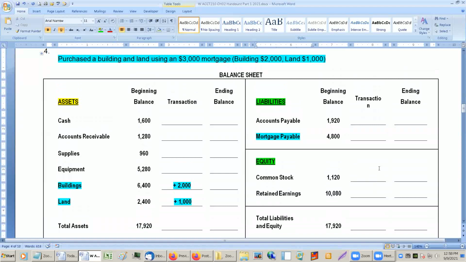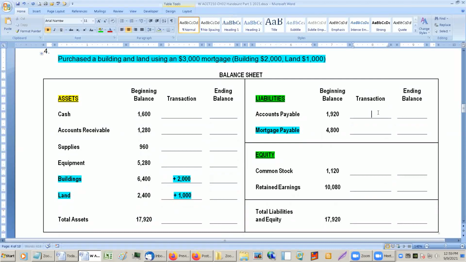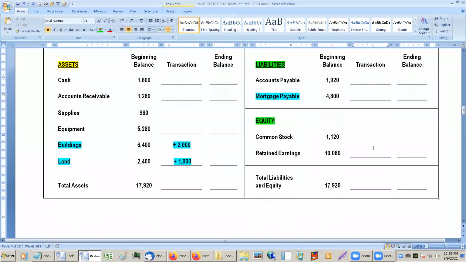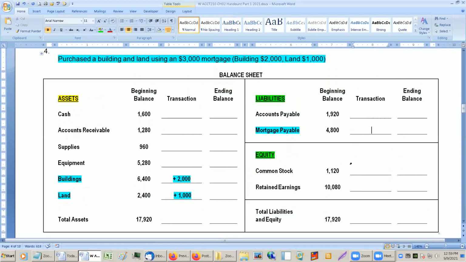And this is actually the one that is counting. Hey, what happened to my transaction? Mortgage payable. Are our liabilities going up or down? Up. Good. We owe more now. And a lot of times it's tempting to put that as a negative, but it actually isn't. We owe more money now. We owe $3,000 more money.